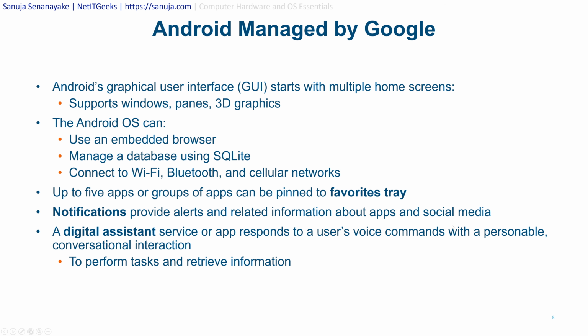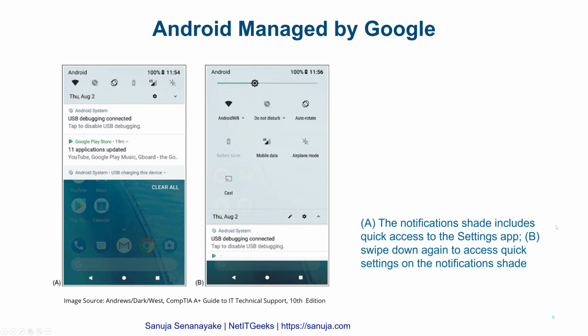Again, we are not going to go into too much depth into all those differences, but just know that the digital assistants do exist in Android managed by Google. So here is another screenshot of the notification shades that includes quick access to the settings app. And when you swipe down, you can access quick settings and notification shades.